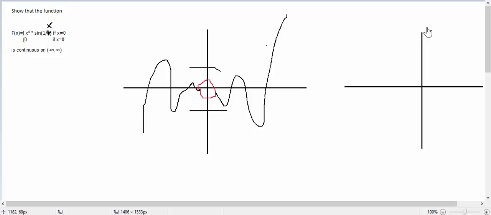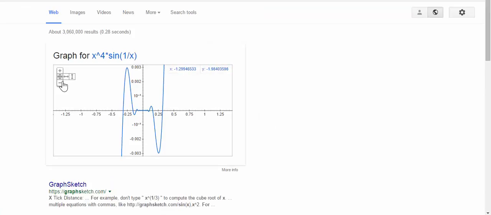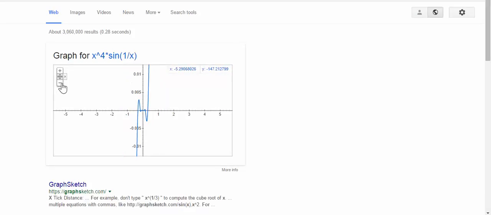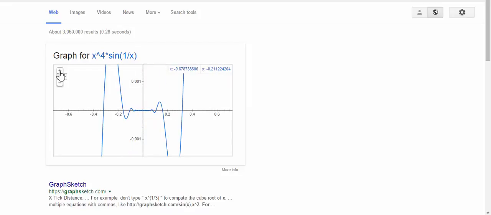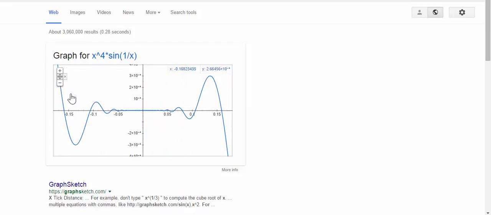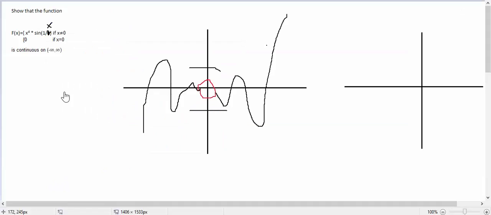So what this function tells us is that at 0 it exists as 0, and everywhere else it exists as x to the power 4 times sine 1 over x. I looked it up earlier on Google. If you're interested, here it is. Let me zoom out. It basically looks like a vertical line, but zoomed in, that's what the function looks like.